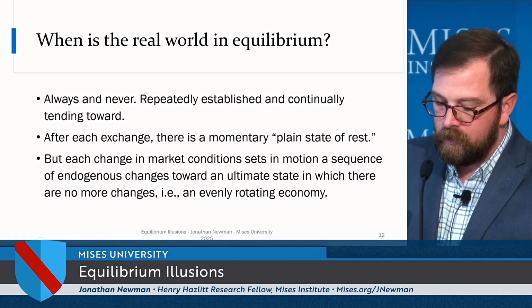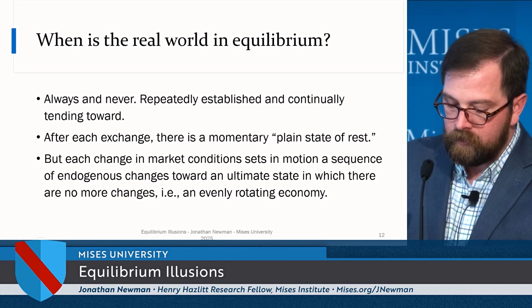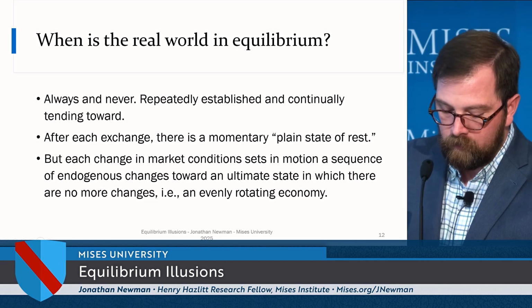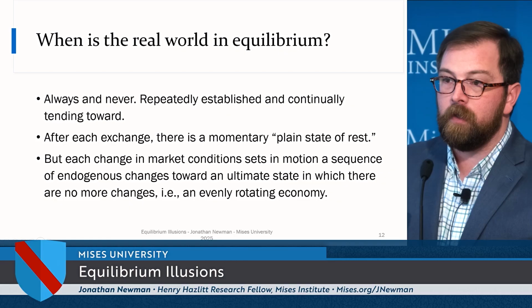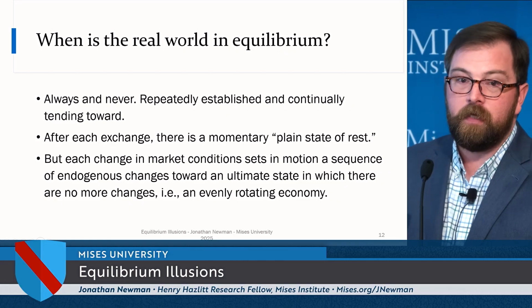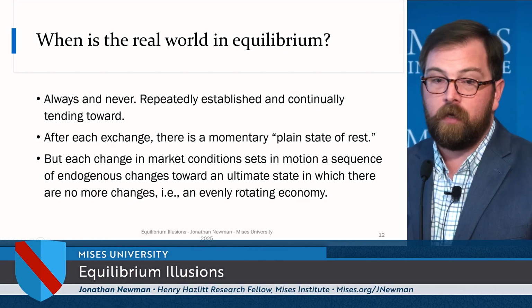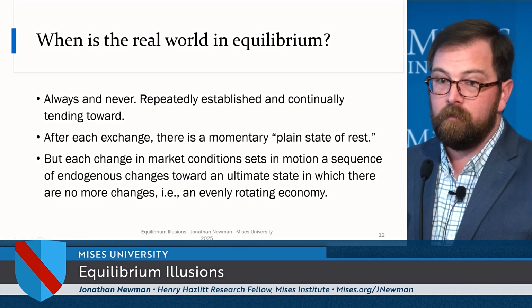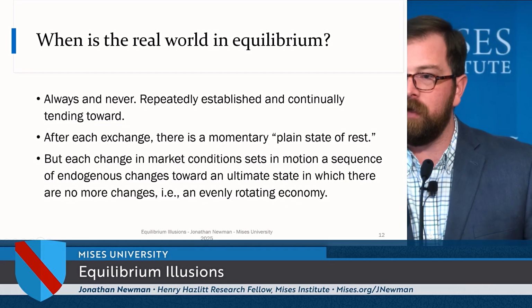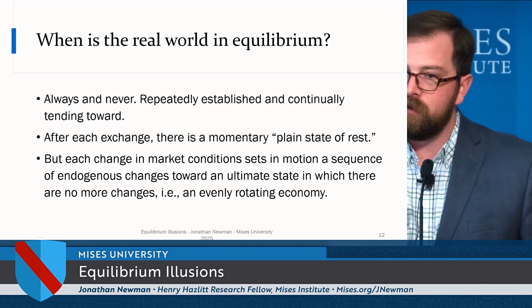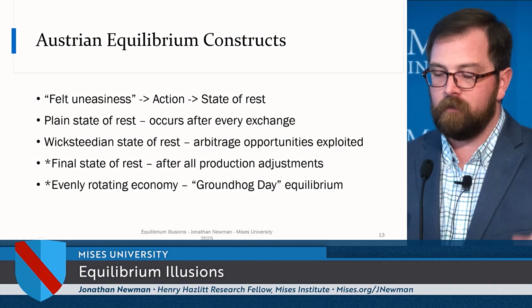Each change in market conditions sets in motion a sequence of endogenous changes towards an ultimate state in which there are no more changes, an evenly rotating economy. So this ERE would be an example of the hypothetical or abstract equilibrium construct that Mises uses to help explain the real world, even though we never get to the ERE, and we'll see the purpose of it later on.